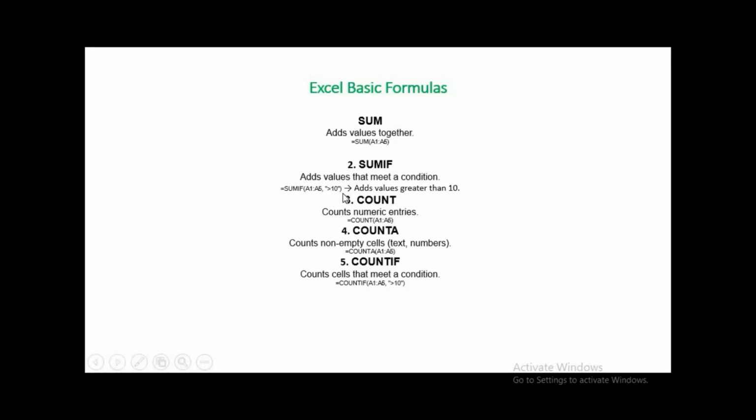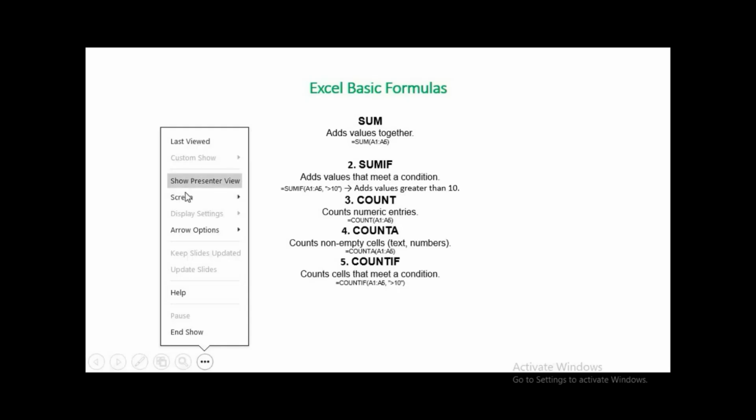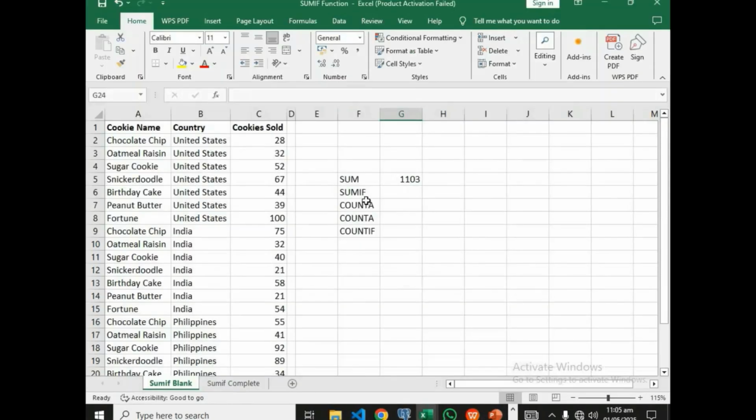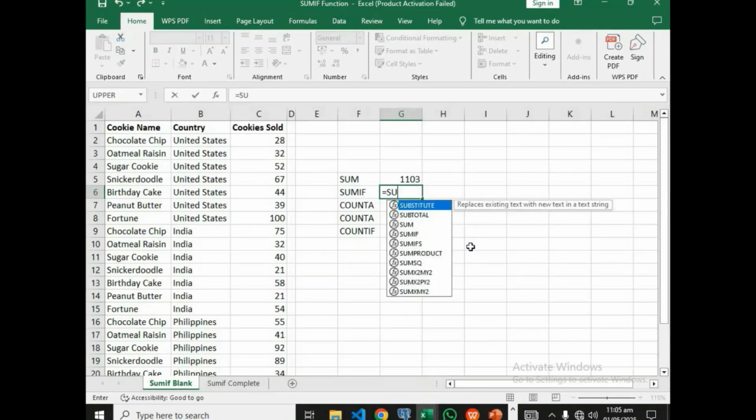SUMIF adds values that meet a condition. Equals SUMIF, a range and the criteria. It adds values greater than 10. Here we're looking at numbers greater than 10 based on the data set, just a sample guide. So let's look at how we can apply that same strategy in our own data. We are looking at SUMIF. You see equals SUMIF.